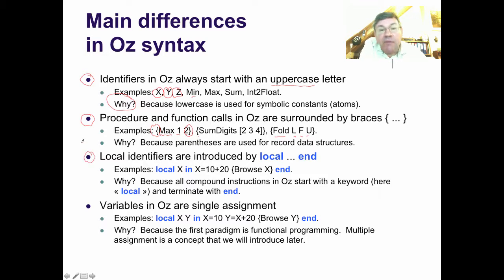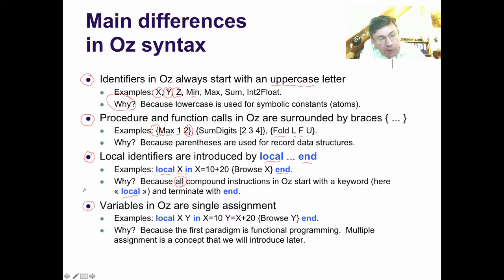The third main difference is that local identifiers are introduced by local end. So not by braces like in C++. So local X in and then some instruction end at the end. So why is this? Well, it's a design principle in Oz syntax that all compound instructions, so local is a compound instruction, lets us build an instruction from others. So all compound instructions start with a keyword. So here the keyword is local. So this is for readability.